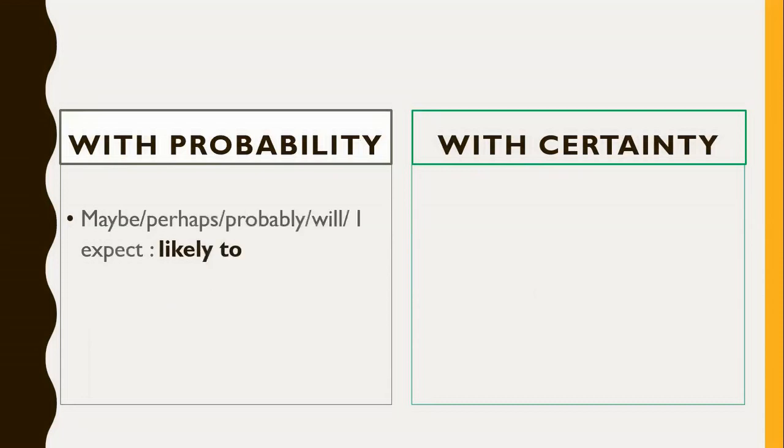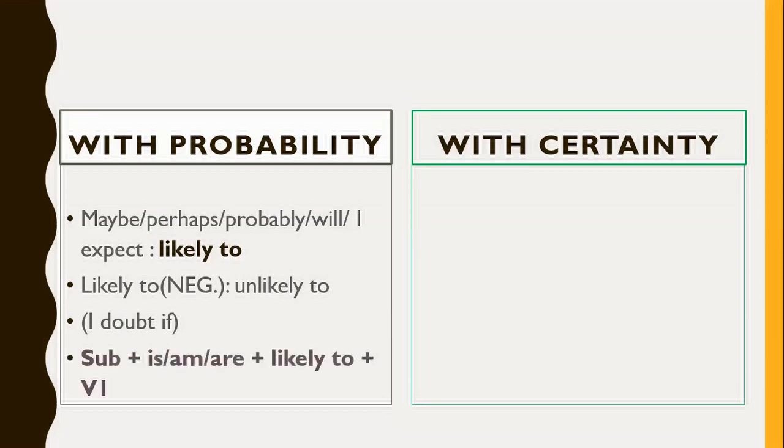When you see the signal words perhaps, maybe, probably, will, I expect, use likely to. Remember, likely to. And the negative of likely to is unlikely to. When you see I doubt if, it makes the sentence negative. Remember what I said. Therefore, use unlikely to. Okay, very simple. I doubt if becomes unlikely to. And this is the most important structure for you: subject plus likely to plus verb one. We'll see an example later.